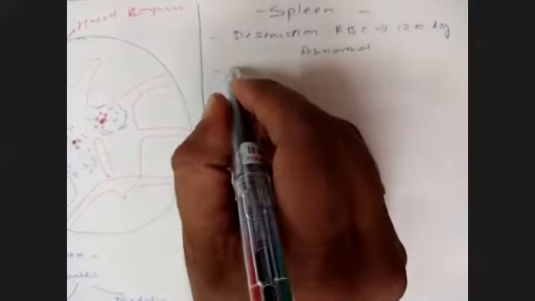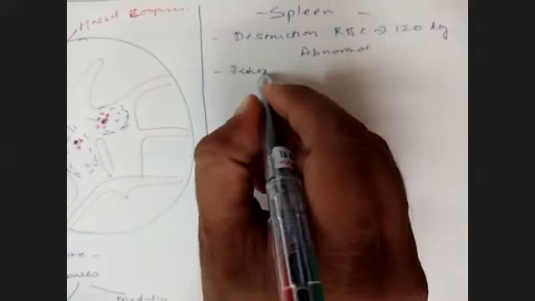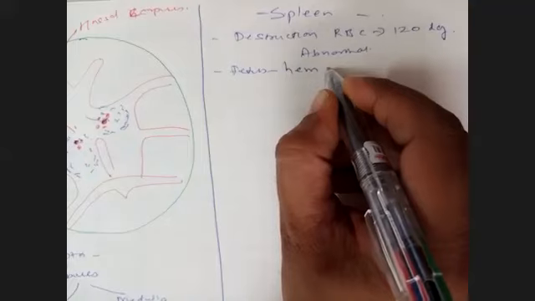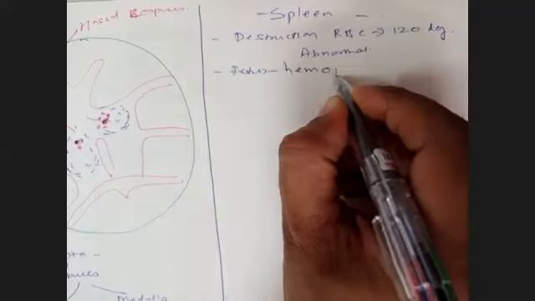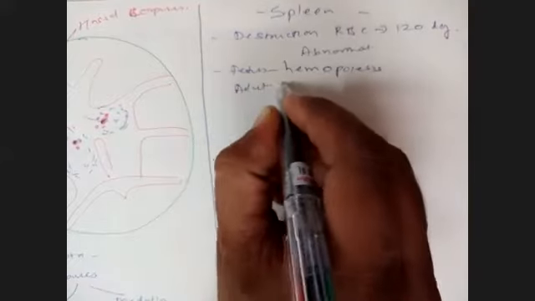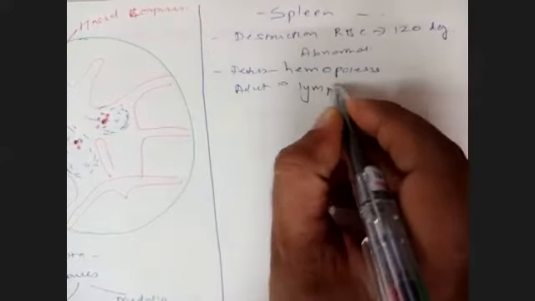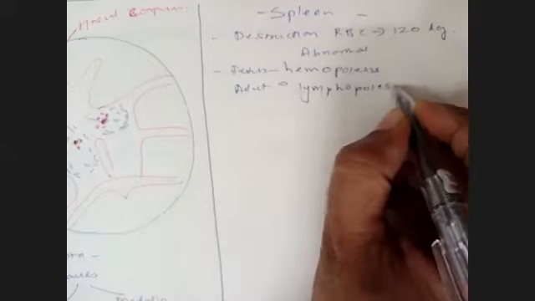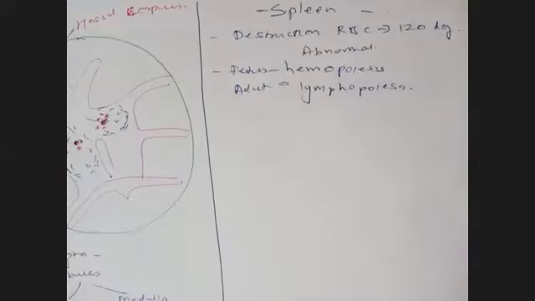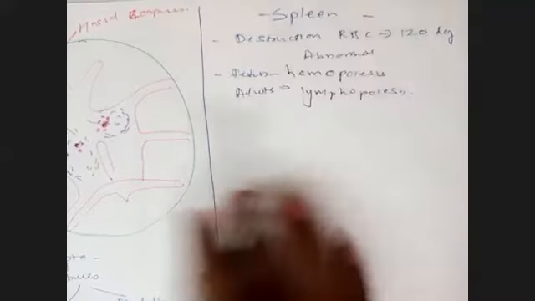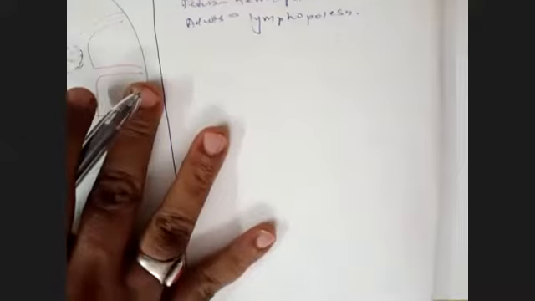So in the fetus, it is a site for hemopoiesis, that is, formation of blood. And in adults, it is a site for lymphopoiesis. Okay, so fetus: hemopoiesis, and adults: site for lymphopoiesis.